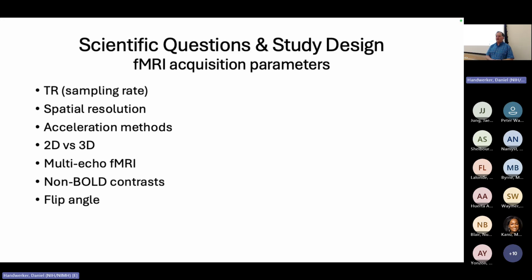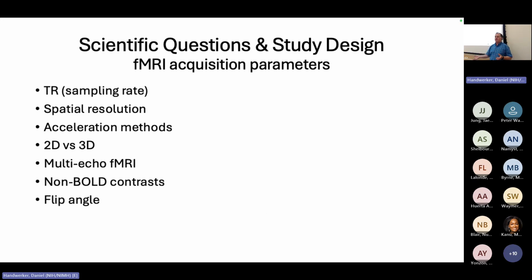The other thing in acquisition parameters is that there are a lot of things, like I said, that you're going to copy if you start by copying a program from someone else. There's the TR, repetition time or sampling rate, which is how fast we collect every volume. There's the spatial resolution, so how big are our voxels? Are they 3 millimeters, 1 millimeter, something else?